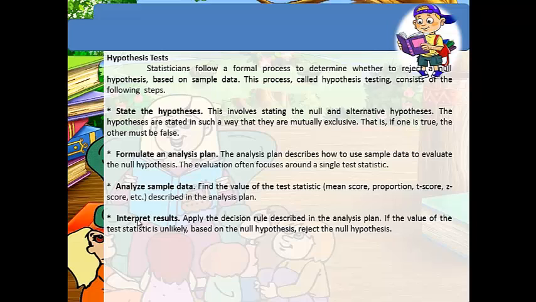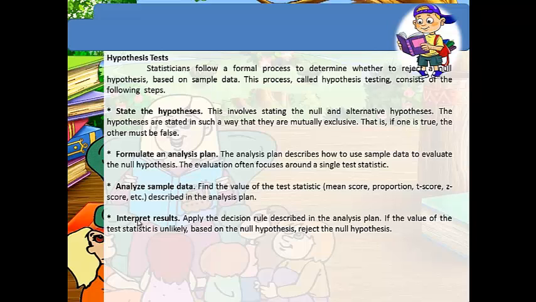Okay, let's proceed with testing the hypothesis. Statisticians or researchers follow a formal process to determine whether to reject a null hypothesis based on sample data. This process, called hypothesis testing, consists of the main steps: state the null hypothesis and alternative hypothesis, or simply state the hypothesis. This involves stating the null and alternative hypotheses. The hypotheses are stated in such a way that they are mutually exclusive. That is, if one is true, the other must be false.